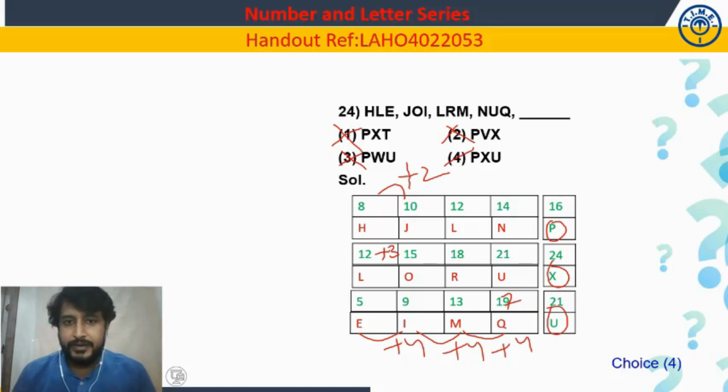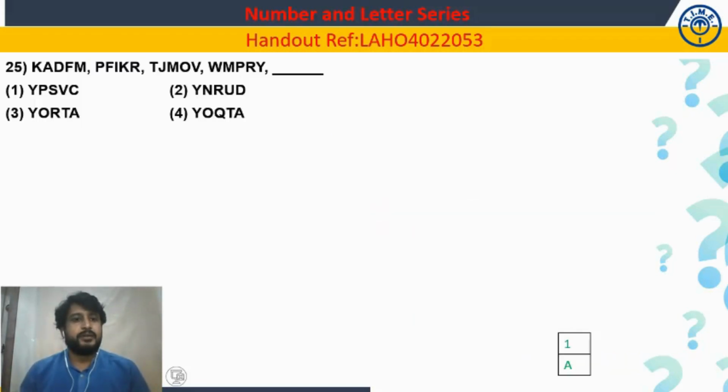I hope you completed noting. Question number 25. Now, here each group consists of how many letters? 5 letters. K, A, D, F, M, P, F, I, K, R, T, J, M, O, V, W, M, P, R, Y. Each group consists of how many letters? 5 letters. Whether it is 5 letters, 6, 4, anything, the procedure will remain the same.